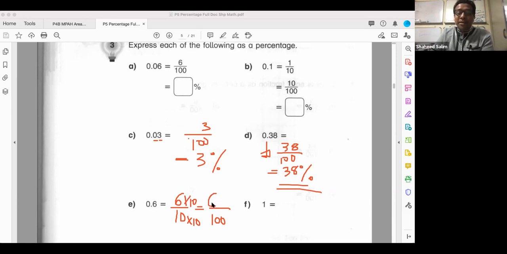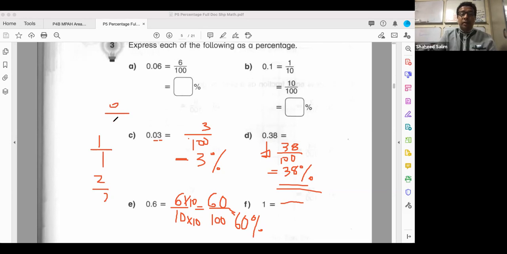Now the next one is 60/100. So what is this? 60%. The last one, who knows what it is? 1 over what? 1 can be 1/1, 2/2. It can be even girl over girl or circle over circle, star over star. So what number do you want for the percentage bottom to be? Shalina, what number for percentage?